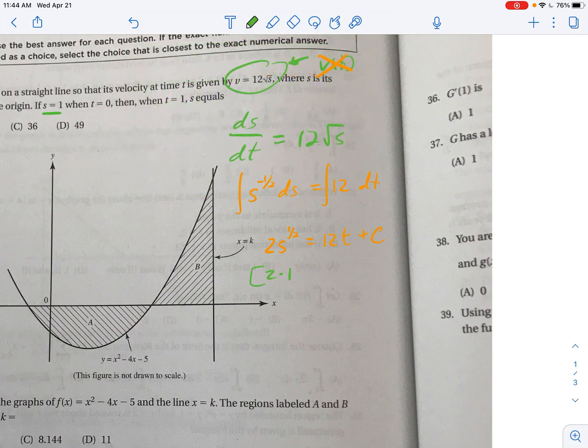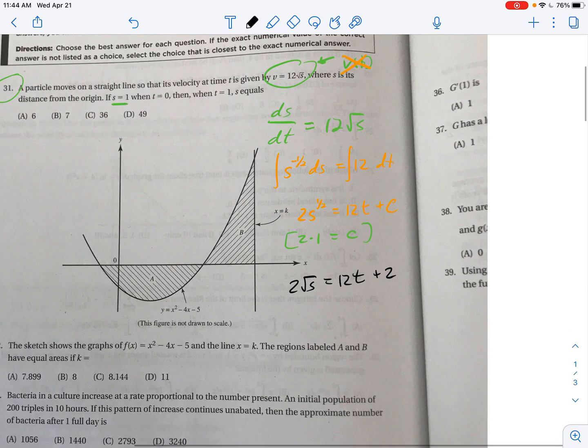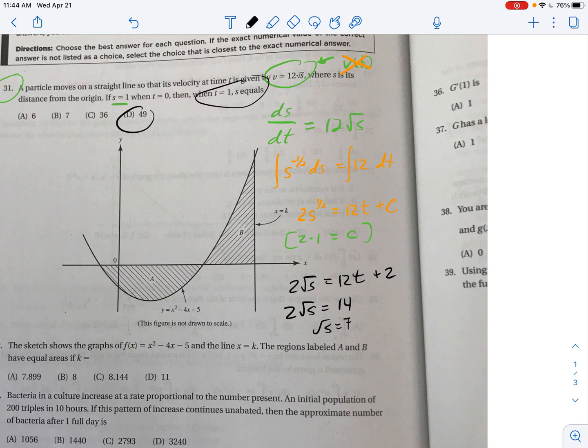If I plug in my initial condition when s is 1 when t is 0, so I would have that s is 1 while t is 0, so c is equal to 2. So our formula here is that 2 times the square root of s is 12t plus 2. So we want to know what s equals when t equals 1. I'm not even bothering to solve for s. We just have 2 times the square root of s is 12 times 1 plus 2, which is 14. So root s equals 7, and s is 49.